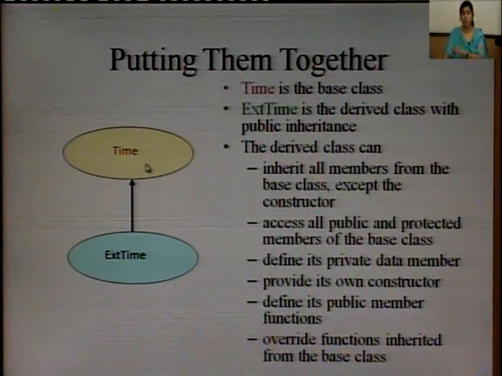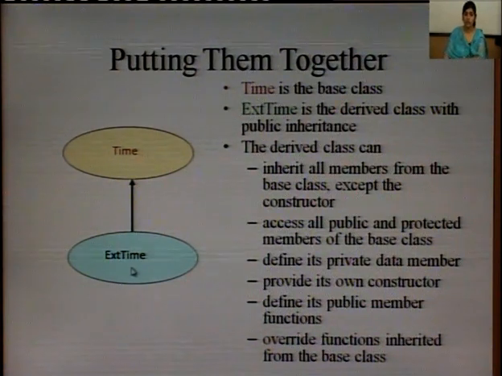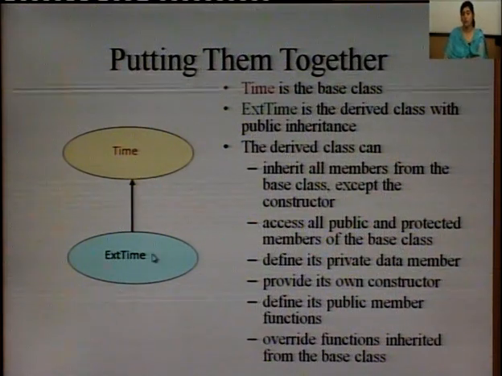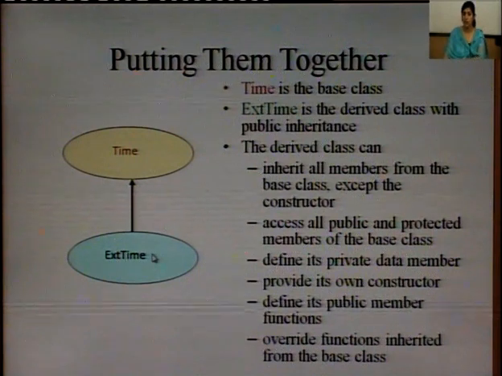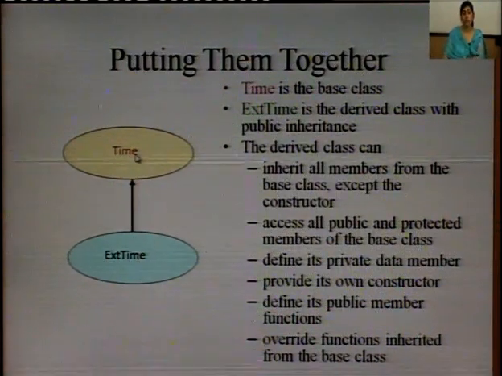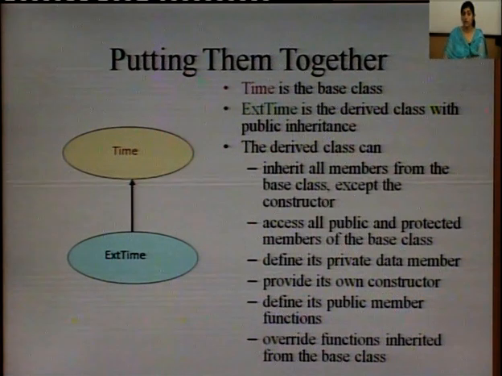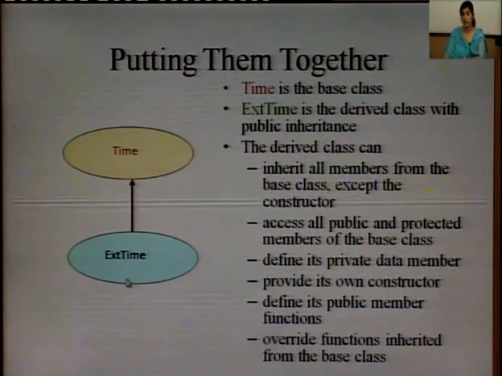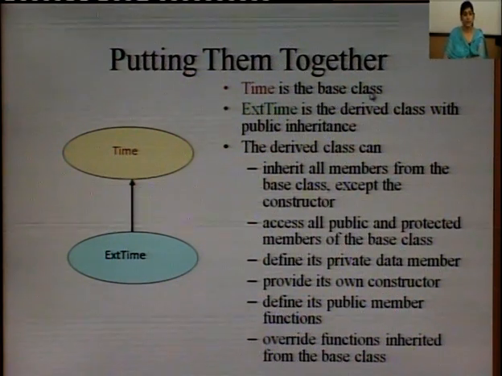Suppose we take an example again with the help of Time and ExtTime classes. Time is which class? It is the base class. And ExtTime is which class? It is the derived class. What can ExtTime use? It can use the members and the methods that are defined in the base class, but it actually depends upon the access control mode, that is private, public or protected. Now, Time is the base class, ExtTime is the derived class with public inheritance.